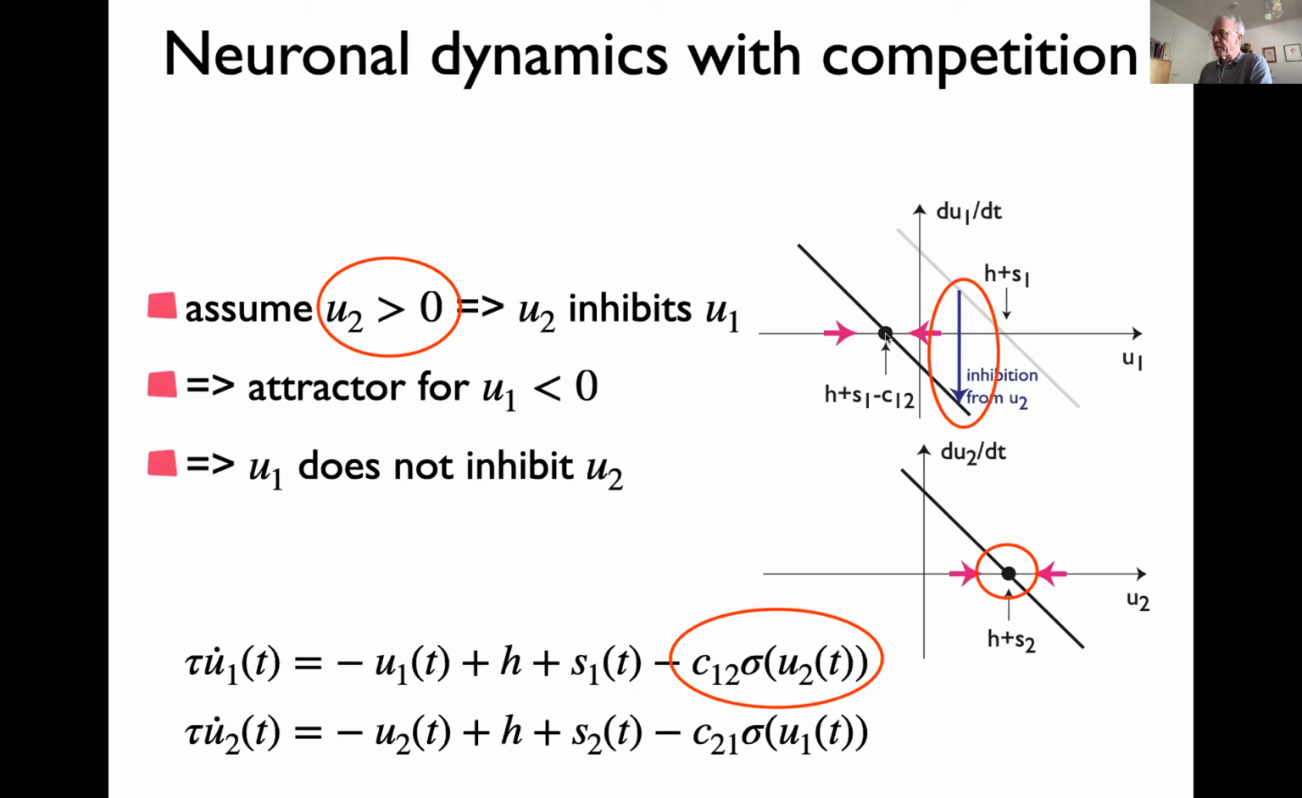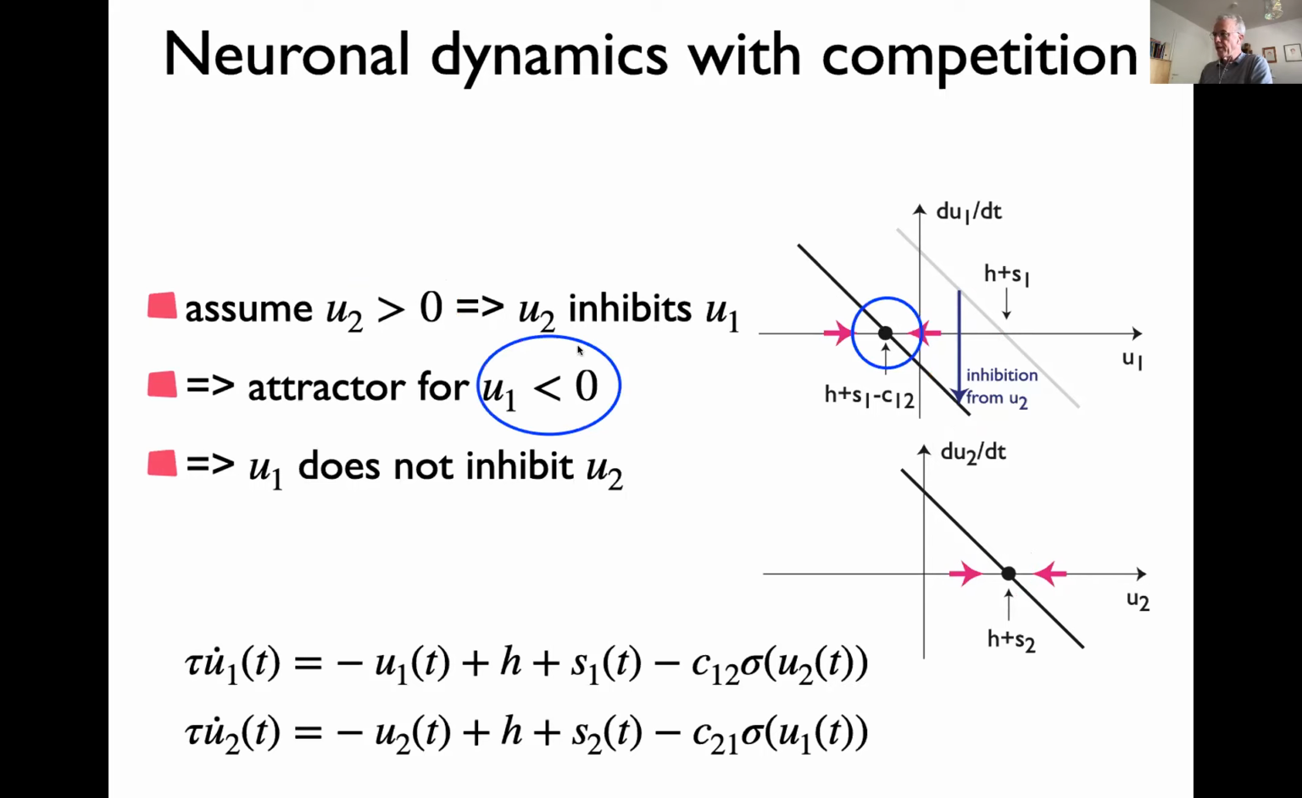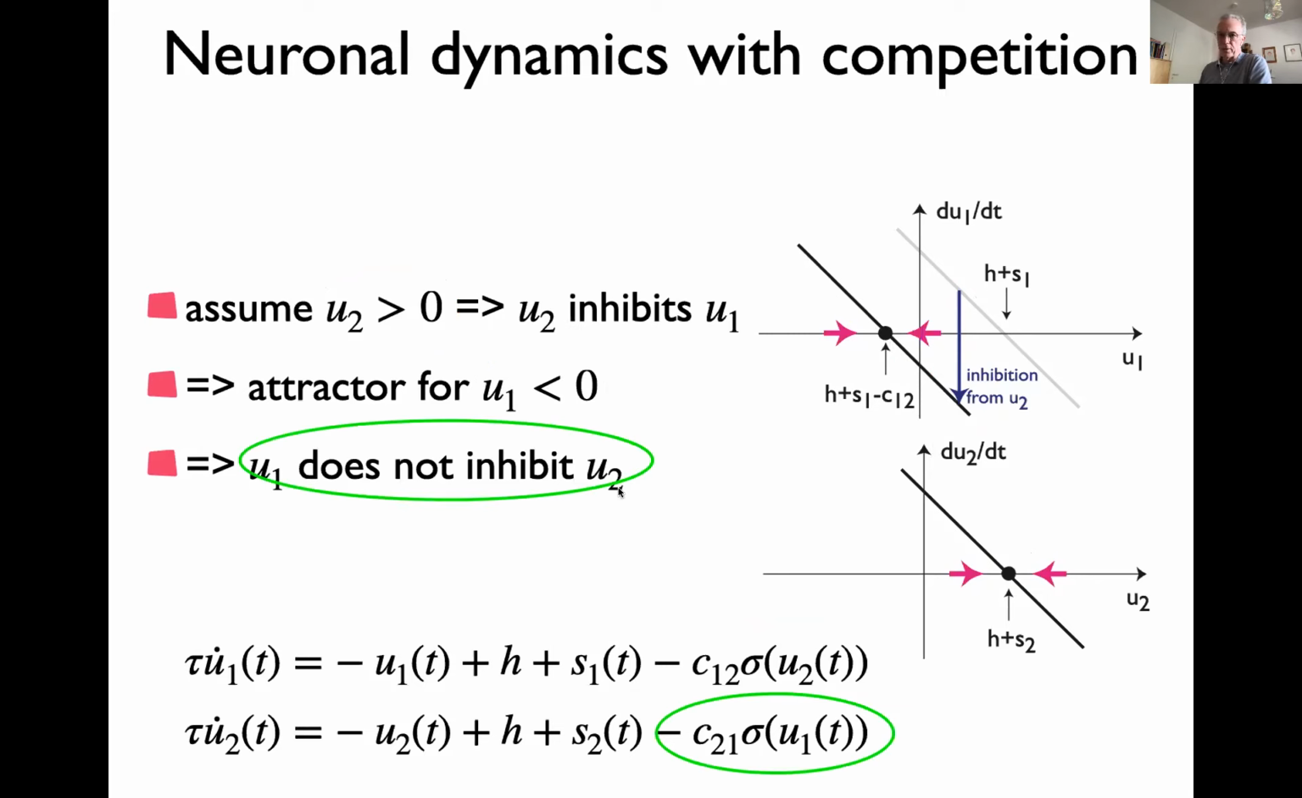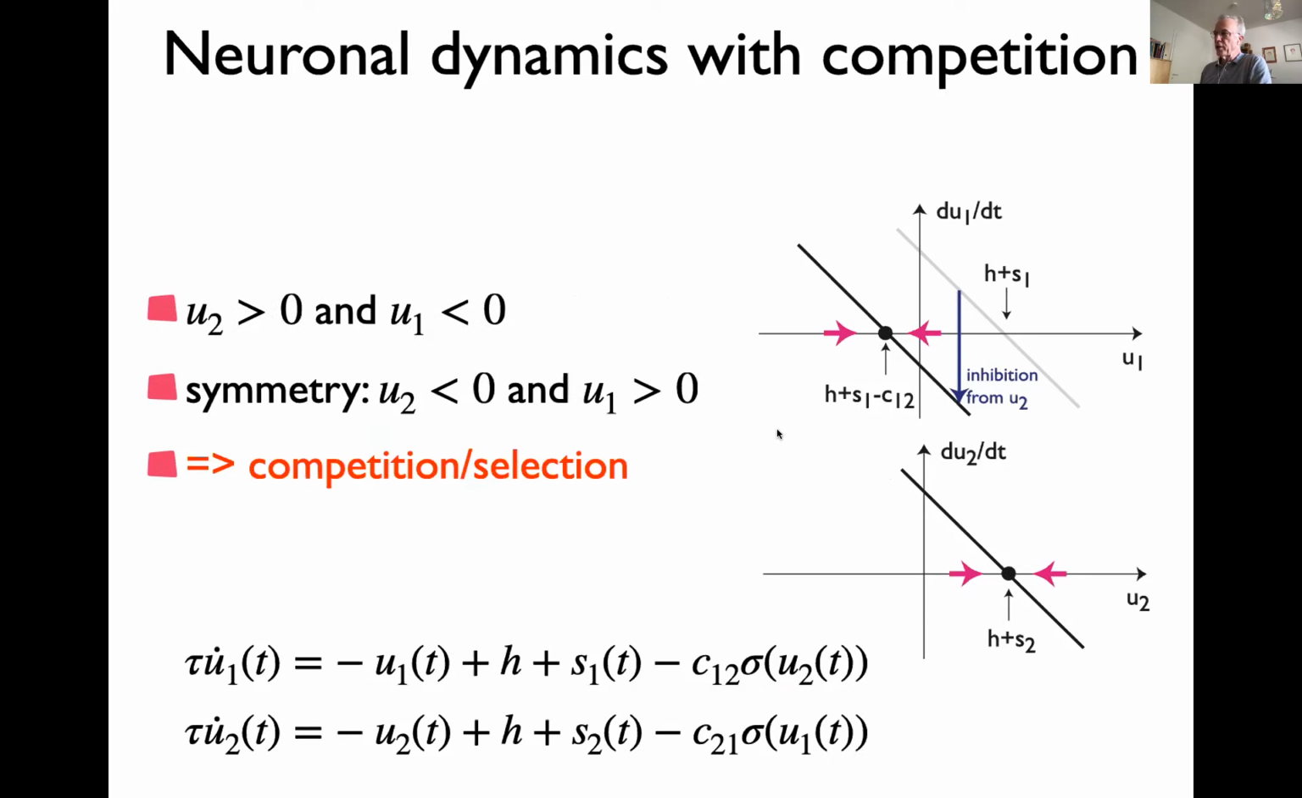And therefore, the attractor that results for neuron number one was assumed to be such that this neuron is subthreshold, is negative. Although it gets input, it has a negative level because of that inhibition. And because it is below threshold, it does not inhibit neuron number two, right? So this term plays no role, and that neuron is unchanged. So when both neurons get this input, this is a possible solution: neuron number two is on and neuron number one is off.